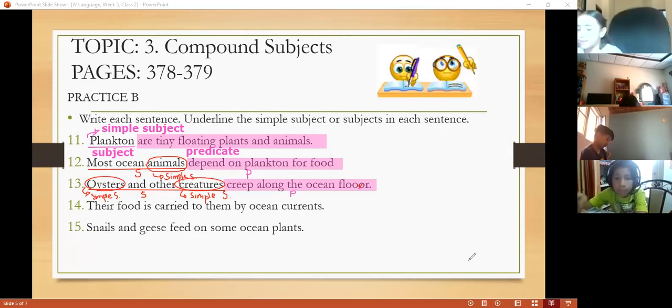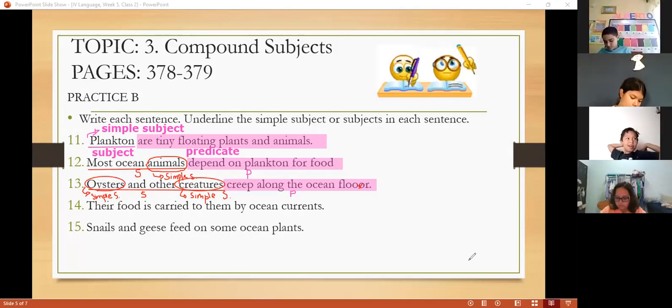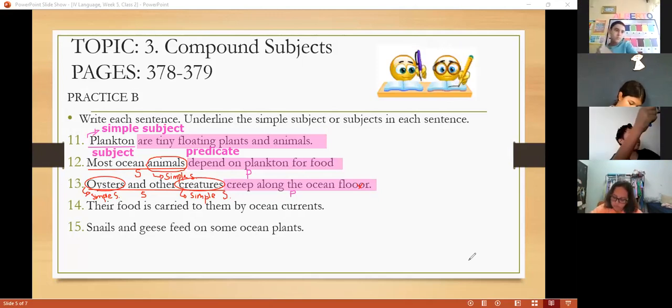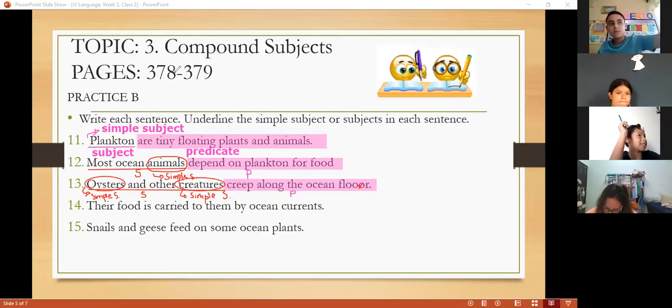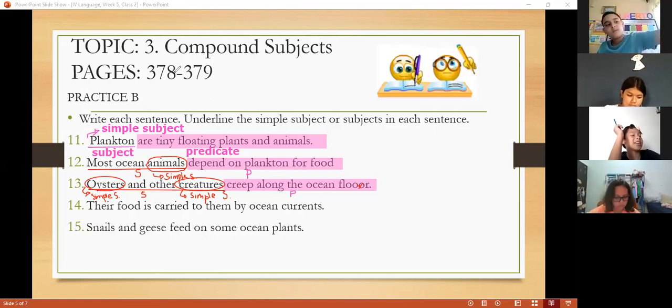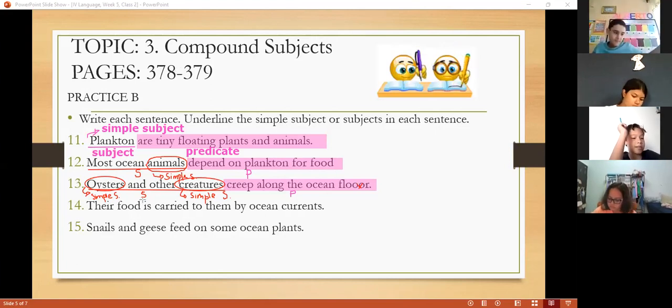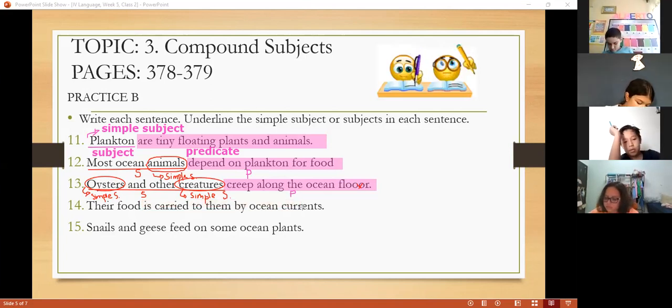So identify subjects and predicates in number 14, class. The predicate is their food is carried to them by, and the subject is ocean currents. Are you sure? The subject cannot be at the end. The subject is at the beginning all the time. The subject is their food and the predicate is carried to them by ocean currents. Perfect, Lucia. Good job. It's carried to them by ocean currents. That is the predicate. The subject is always at the beginning. It cannot be at the end.